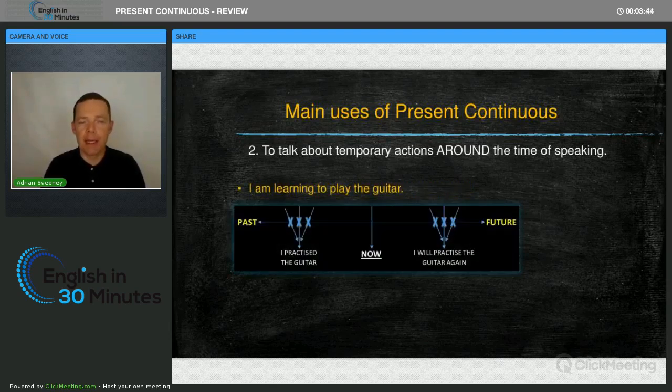3, I'm learning to play the guitar. In the past, I practiced the guitar. In the future, I will practice again, but I'm not practicing now. I'm talking to you.